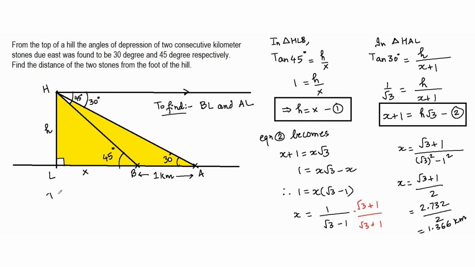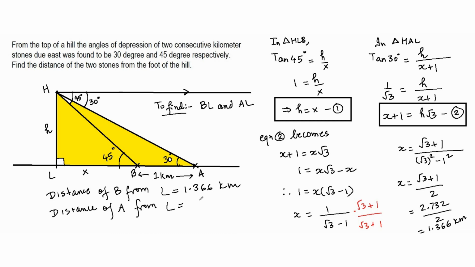Therefore, the distance of first stone, distance of B from L is x, which is 1.366 kilometers, and the distance of stone A from L will be 1.366 plus 1, which is 2.366 kilometers. So this is the distance of both the stones from the given hill. So this is how I can solve this particular problem.